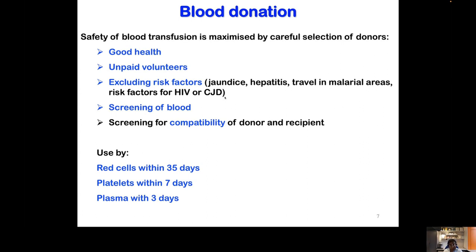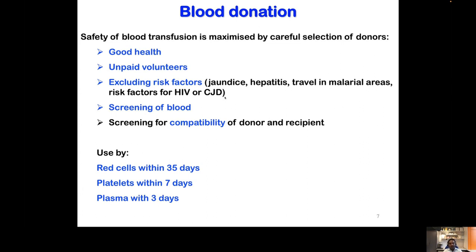And the hospital needs to exclude several risk factors. For example, the blood donor should not have jaundice, hepatitis, or travel in malaria areas, or other risk factors. For example, they shouldn't have HIV and other things. It's really important. And then their blood has to be screened. It's mainly for the blood groups and also to screen for any of these notable diseases, which we'll talk about in the next slide. So it's really important to do the screening before taking the blood, otherwise their blood will not be useful and we have to waste it. So it's really important to screen all these things prior to taking the blood.